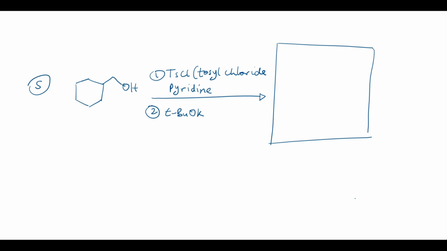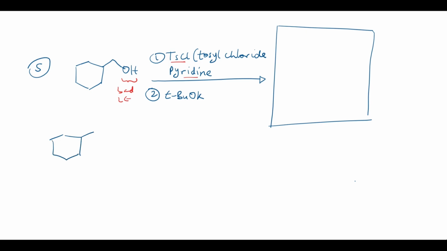So here we're asked to predict the product of this reaction. To solve this problem, we have tosyl chloride and pyridine. What does this reagent do? Tosyl chloride and pyridine simply converts a bad leaving group. The OH here is a bad leaving group. So the tosyl chloride and pyridine will convert that alcohol to a tosylate, which is a good leaving group.